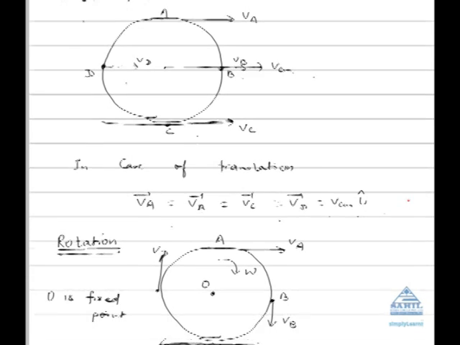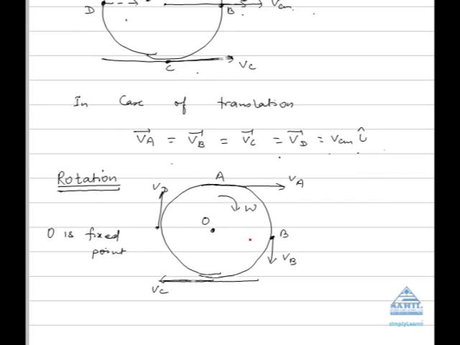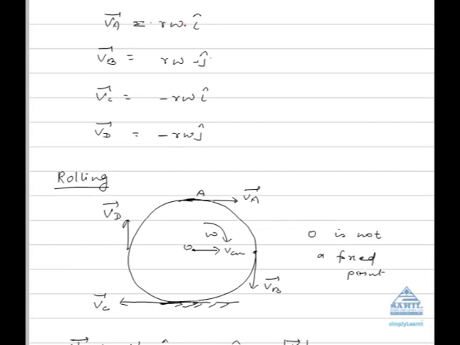In case of rotation, if point O is fixed, then the body is moving about a fixed axis with some angular velocity omega. Then the velocities of each point, VA, VB, VC and VD, are different, which is given by: velocity of point A is r omega i cap, whereas velocity at B is r omega minus j cap. VC is given by minus r omega i cap and VD is given by minus r omega j cap. Means each point has the same magnitude but different direction.